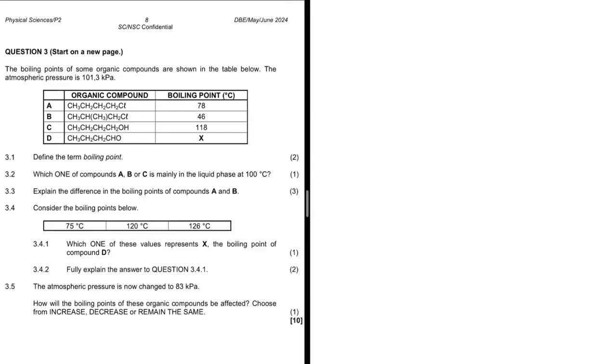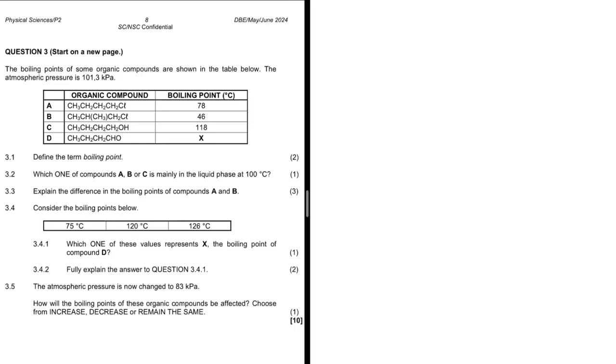So 3.4.2, we have 75 degrees Celsius. So X makes sense to be 75 degrees Celsius. Well, 3.4.2 says explain, and we've explained that. Now let's take a look at 3.5.